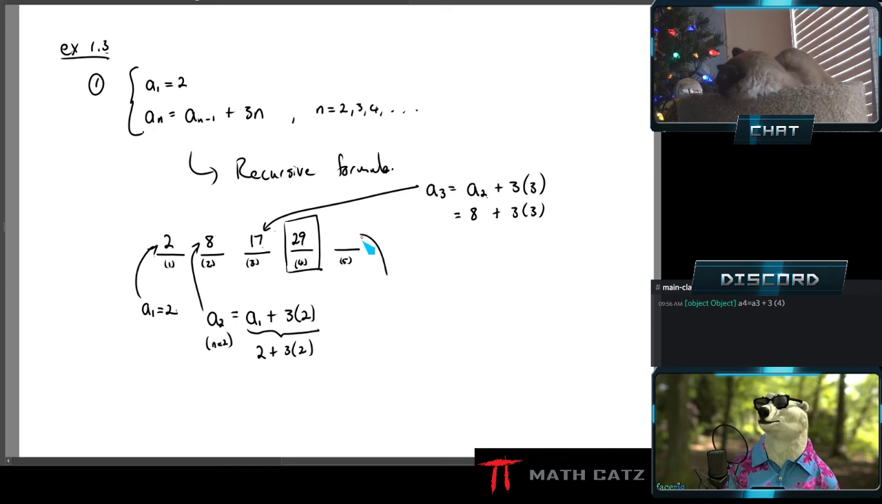Let's do the last one with notes again. I'm in position 5. The previous term is A4, which is 29, plus 3 times the position, which is 5. 3 times 5 is 15. And I get my 44.